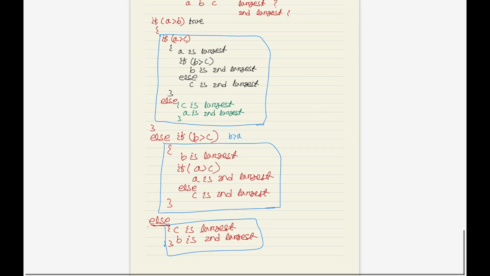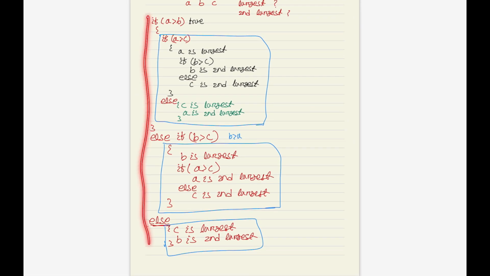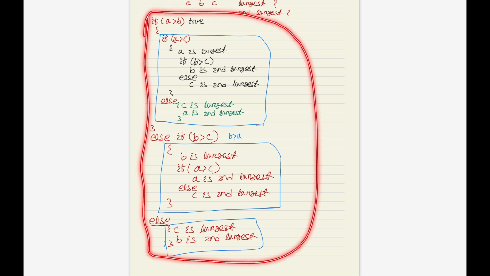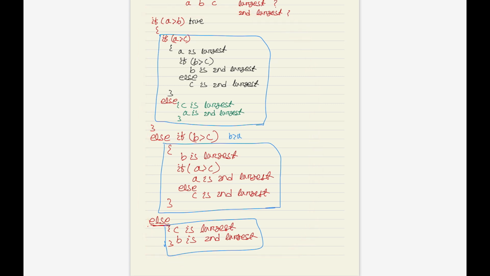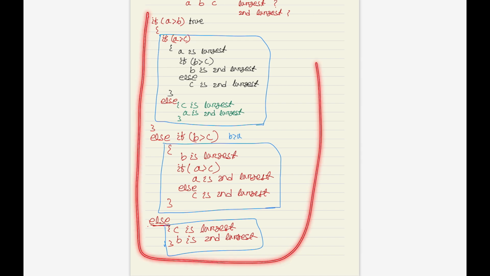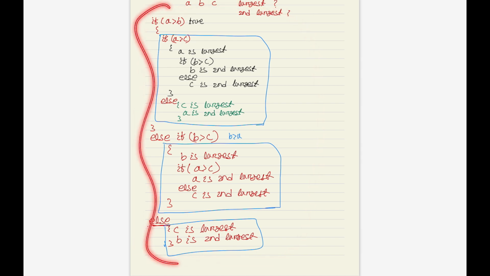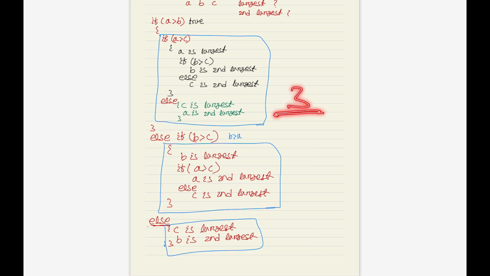So using these concepts we are going to write a program to find largest and second largest among three numbers. So this is the simple one, and here you can see at max we are using three comparisons to find largest and second largest.